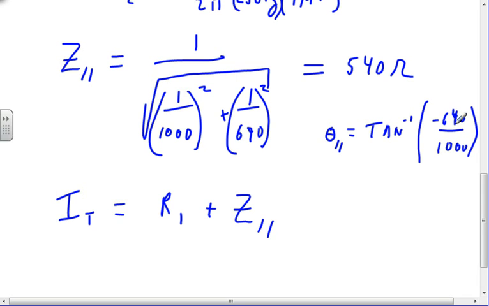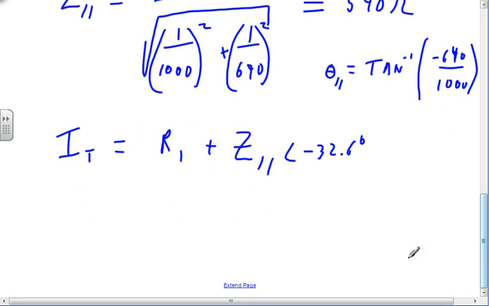Minus 640 over 1,000. Okay, so 640 divided by 1,000. I guess I didn't have to do that. Arctangent. So our phase angle is minus 32.6 degrees.